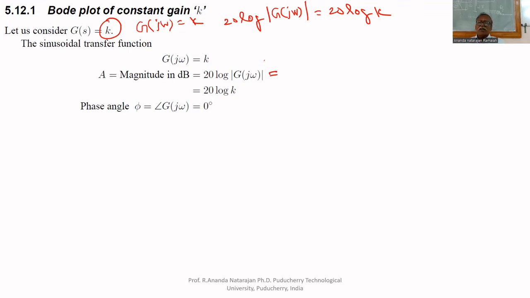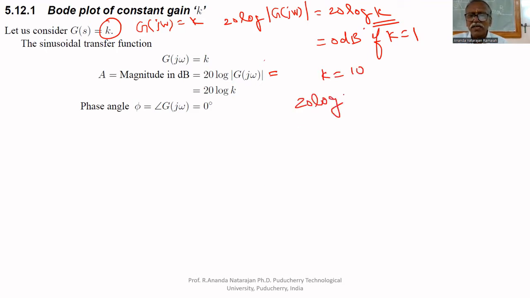That's why, for different values of K, you have to check what you will get. Suppose K equals 1, 20 log 1 equals 0 dB. If K is greater than 1, suppose K equals 10, 20 log 10 equals 20 dB. If K is greater than 1, say K equals 10, you will get a positive constant.